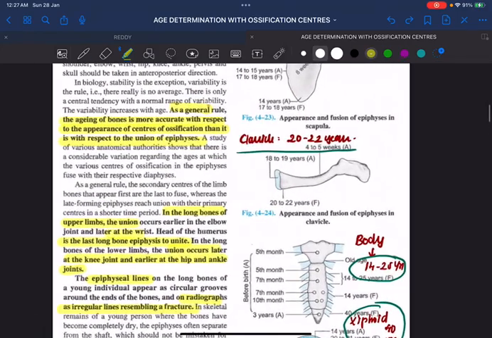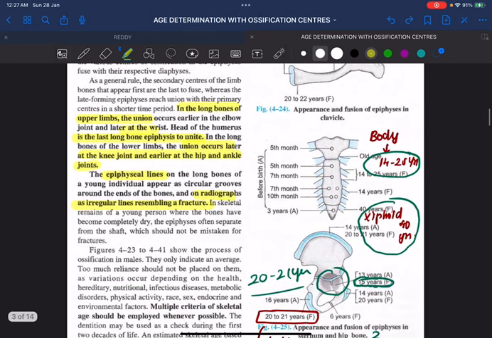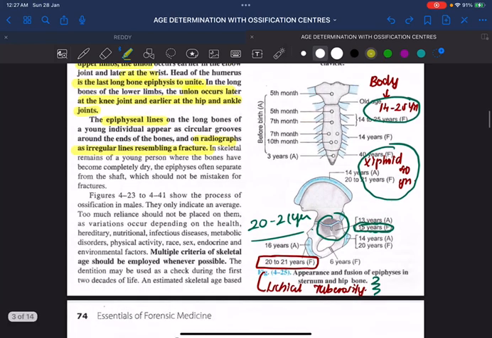So, clavicle, 20 to 22 years. Sternum: the xiphoid process is 40, whereas the segments of the body of the sternum fuse at 14 to 25 years. In the pelvis, remember two things. Triradiate cartilage is 15 years. Ischial tuberosity is 20 to 21 years.